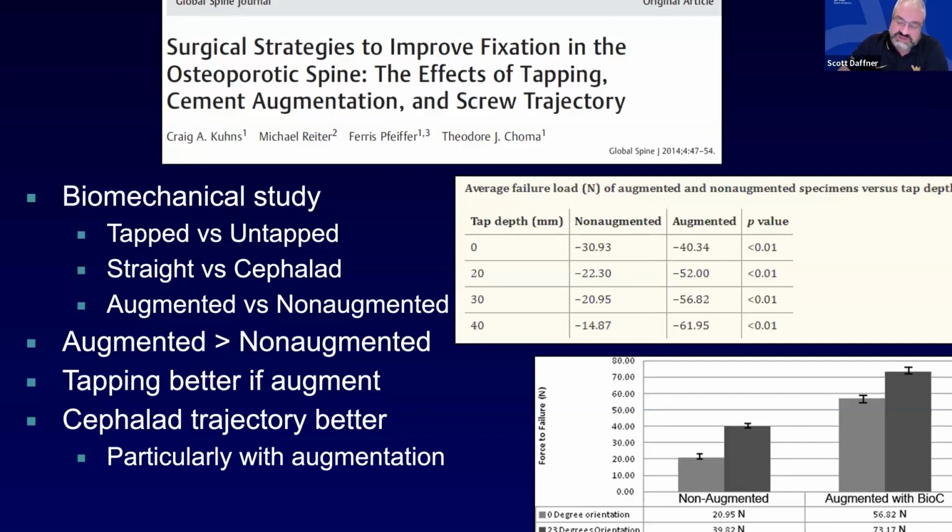And interestingly, what they found was that tapping was probably better, but only if you were planning on cement augmenting. So if you look at the table here, if you're not going to augment the screws, the more you tap, the greater depth you tap to, actually the weaker the bone got. And it's the exact opposite pattern if you tap and then inject cement before inserting your screw. And interestingly, the trajectory matters too. The cephalad trajectory was superior, particularly when these patients had cement augmentation.